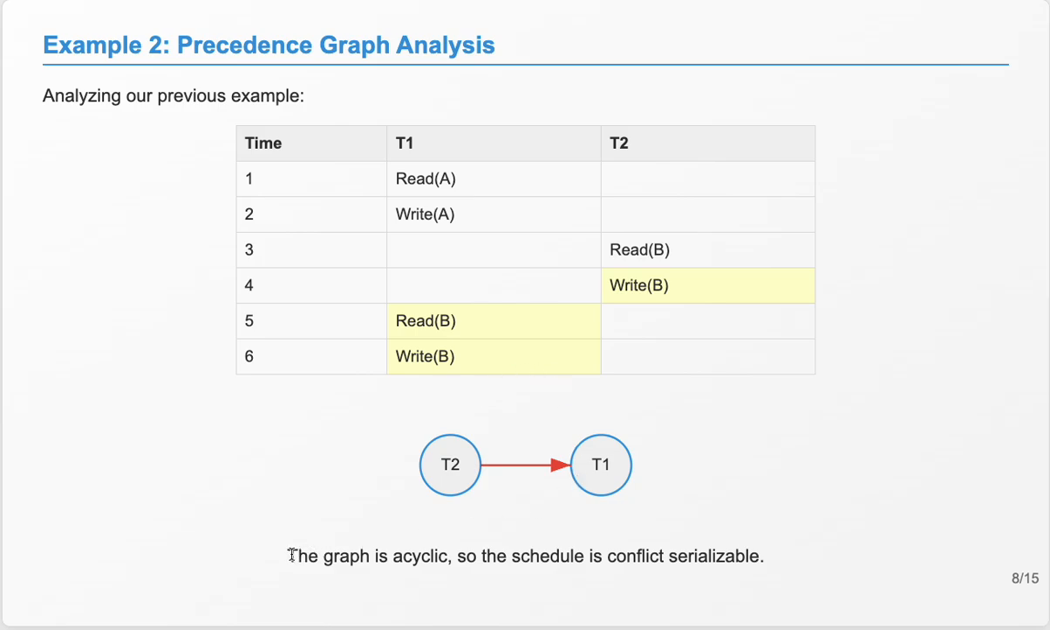Since this graph is acyclic, it has no cycles, we can conclude that the schedule is conflict serializable. The topological sort gives us the serial order T2 followed by T1. This confirms our earlier analysis and shows how the precedence graph provides a systematic way to check for conflict serializability.